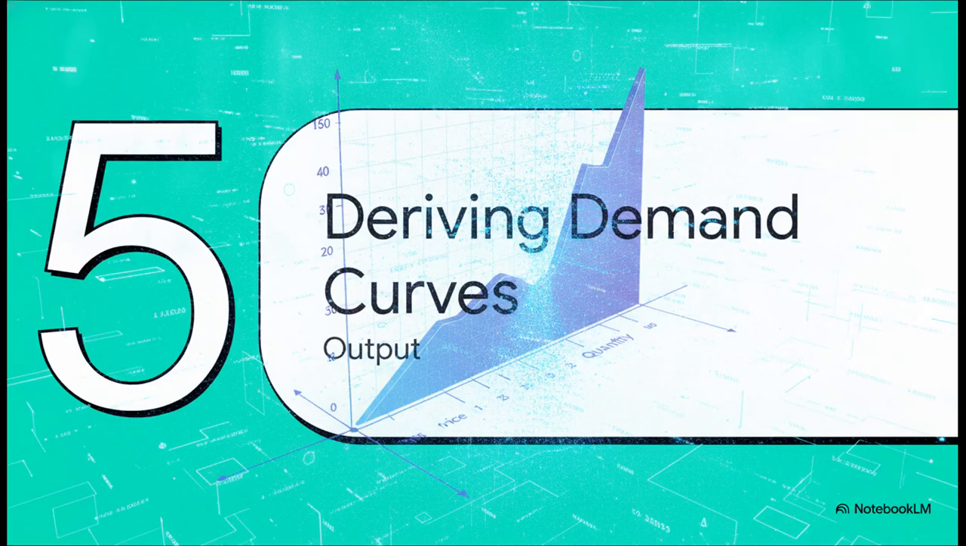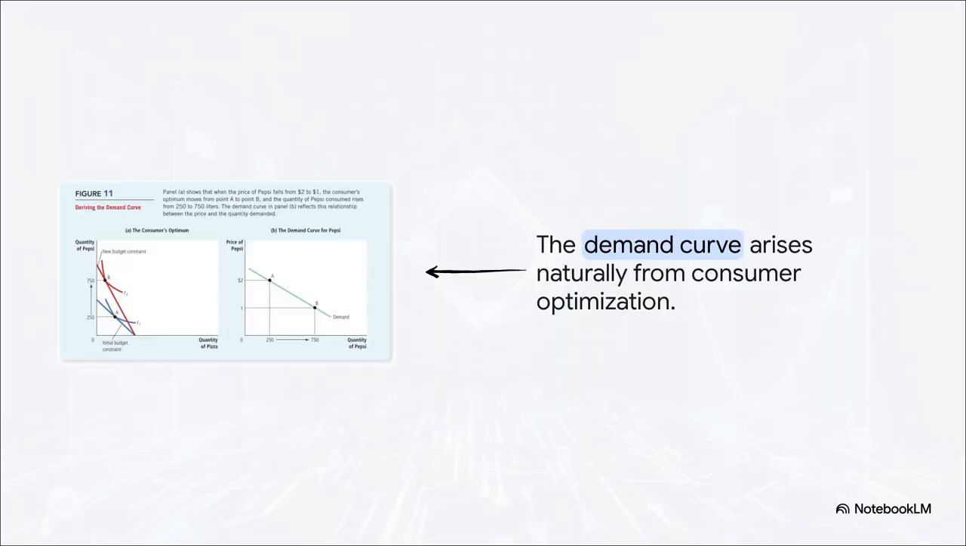Section 5. Output, deriving demand curves. And here we arrive at the final output of our consumer algorithm. The piece of data that businesses and economists are just obsessively watching for, the demand curve. Take a close look at this brilliant connection. When Pepsi is $2, our consumer buys 250 liters. When it drops to $1, the budget constraint pivots, the optimum shifts, and they buy 750 liters.